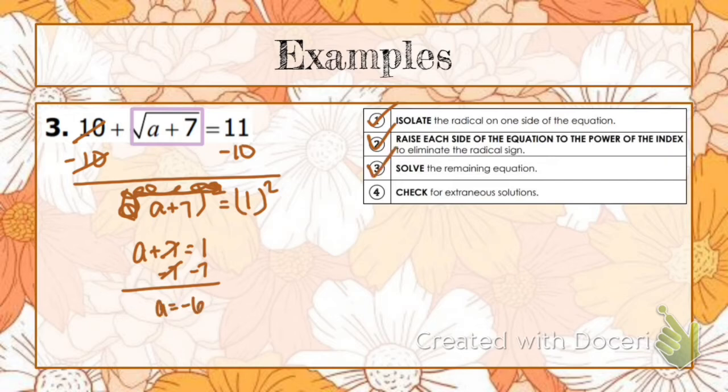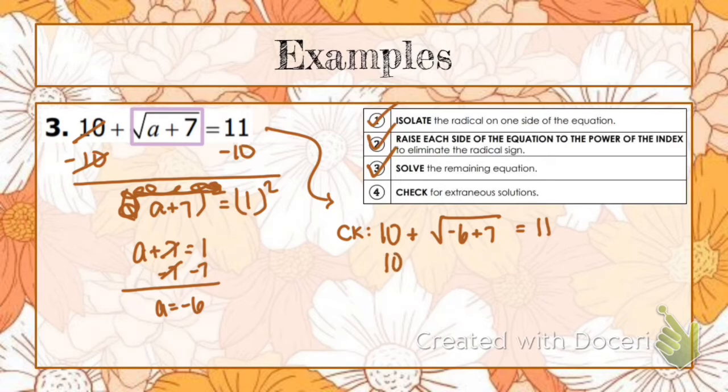And then we have to check our answer. We do that using the original equation. So 10 plus the square root of negative 6 plus 7 equals 11, since we got a equals negative 6. So 10 plus the square root of 1 equals 11. The square root of 1 is 1, and 10 plus 1 does equal 11. So we can confidently say that a is equal to negative 6.